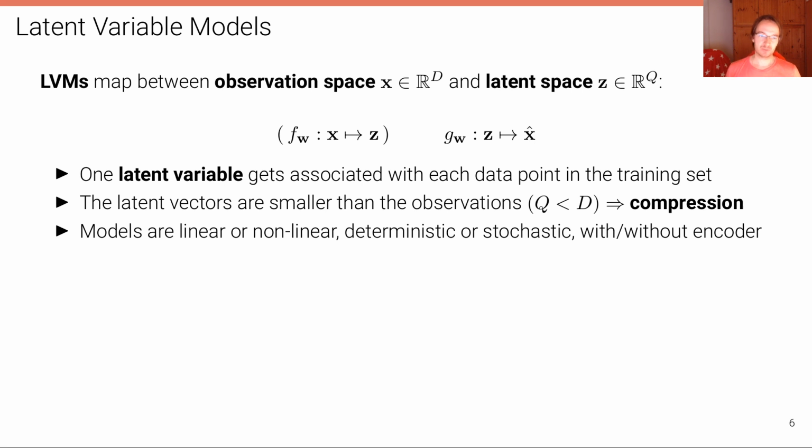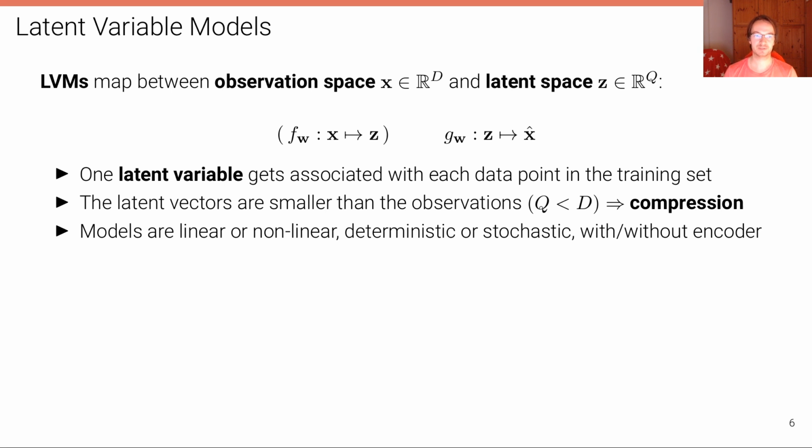In latent variable models, one of these latent variables gets associated with each of the data points in the training set. That's important. We can map each point in the training set to one latent variable, and we can map that latent variable back to its reconstruction. So there's always one latent variable attached to each data point.